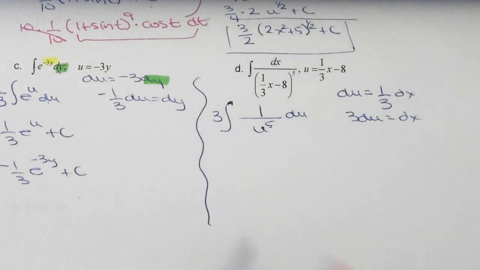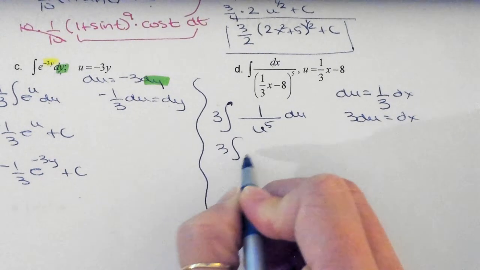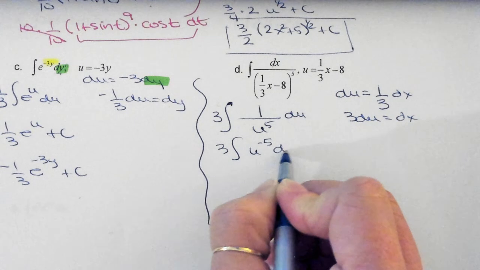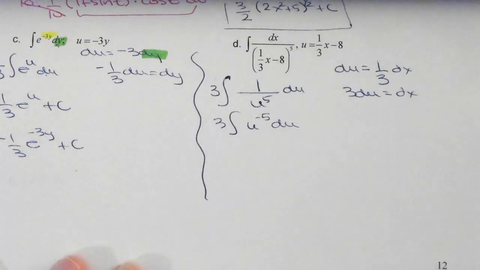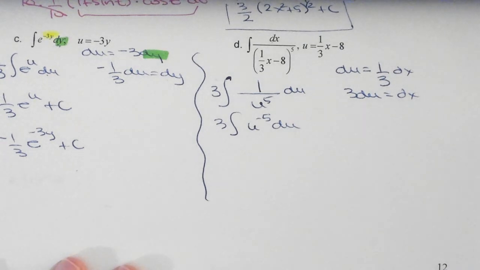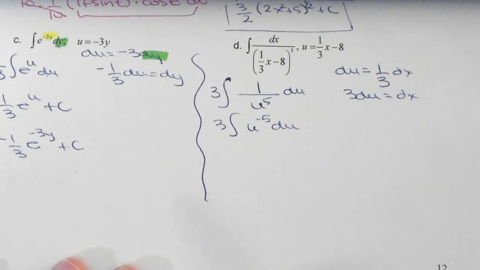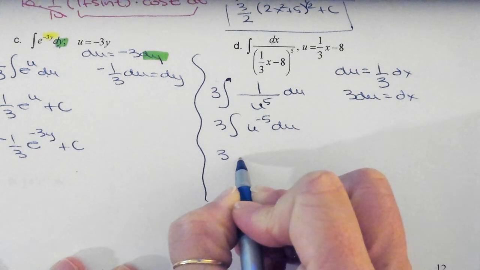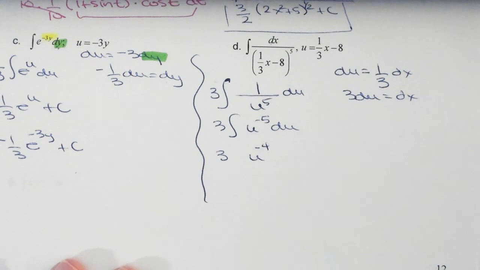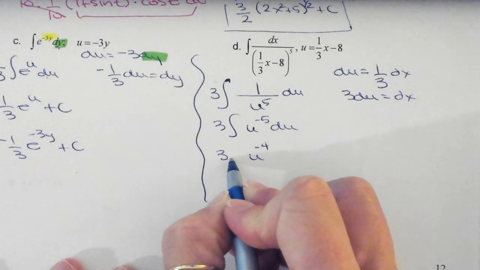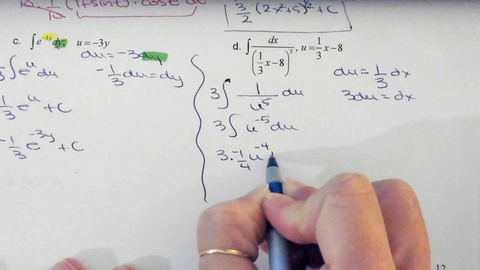Yeah, bring it to the top. So you have 3 times the integral of u to the negative 5th du. Okay, be careful when you are integrating negative exponents. So remember, integration, you are adding 1. So that means my new exponent is now what? That's right. So you've got 3 u to the negative 4th, but what do I need for my coefficient? Negative 1/4. So this is times negative 1/4, and then I have plus c.